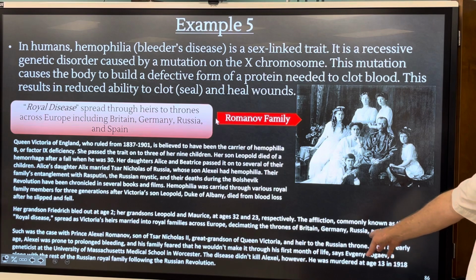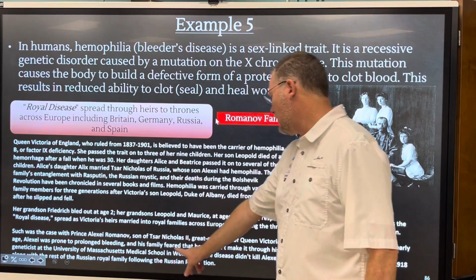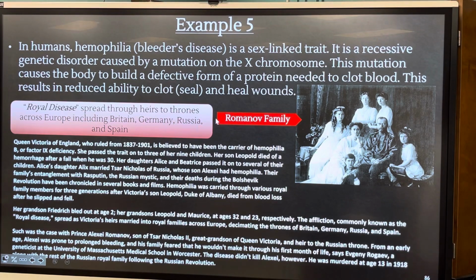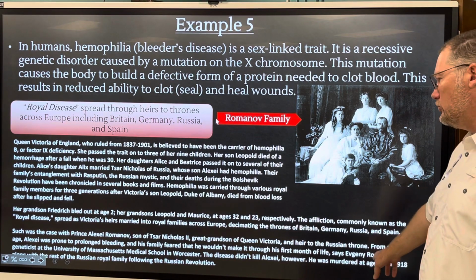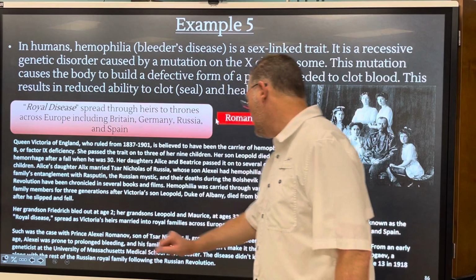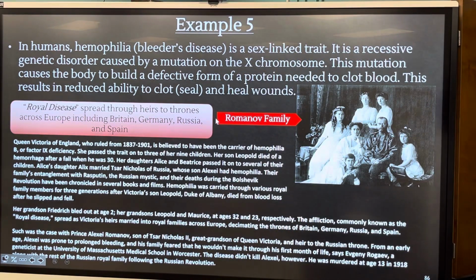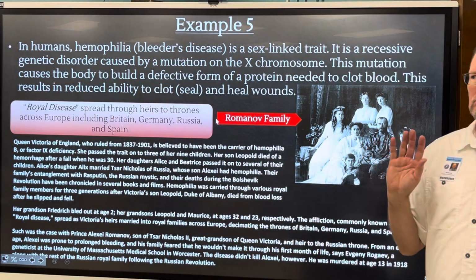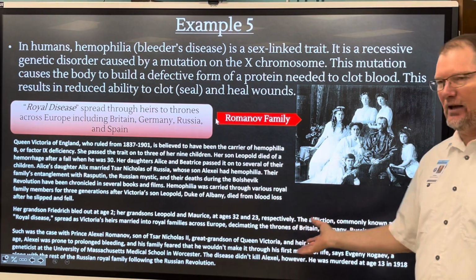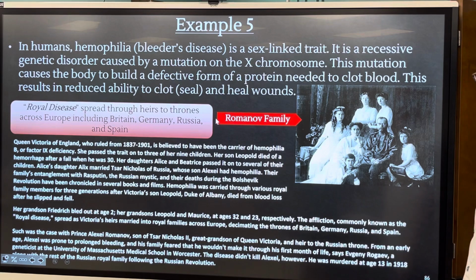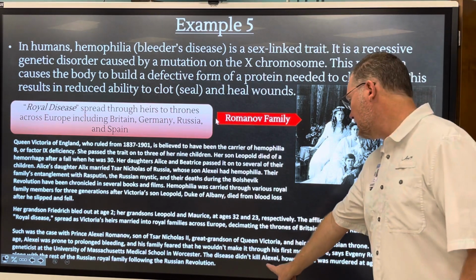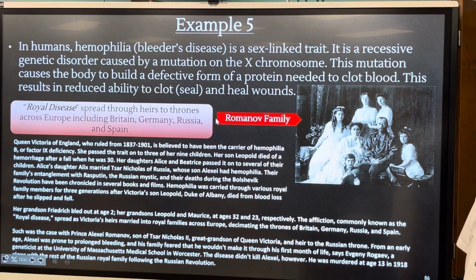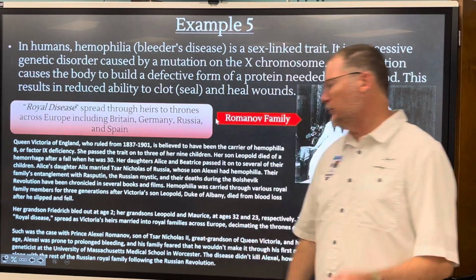from an early age he was prone to prolonged bleeding, and his family feared that he wouldn't make it through his first month of life. And this geneticist at the University of Massachusetts was totally negative about the whole thing. Back then there wasn't much to do, but the disease didn't kill him. However, he was murdered at age 13, along with the rest of the Russian royal family following the Russian Revolution.